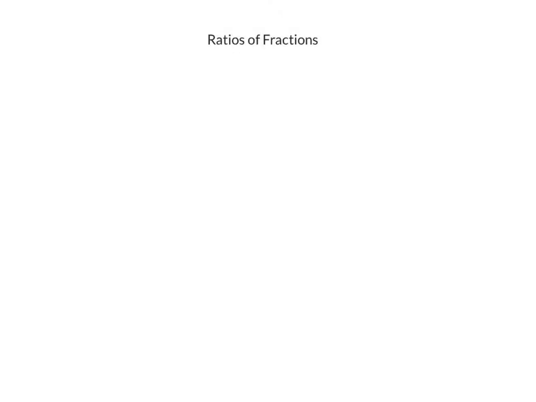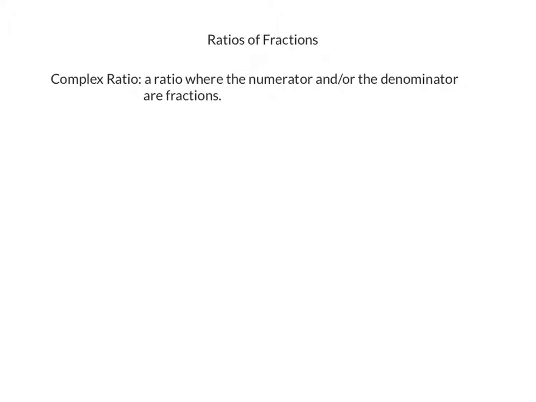Ratios of fractions is exactly what it sounds like. A ratio is a comparison of two numbers, and now those two numbers, or at least one of those two numbers, will be a fraction, and maybe both of them will be fractions. And so we have a key term, a complex ratio. The definition of a complex ratio is what we just said: a ratio where the numerator and/or the denominator are fractions.